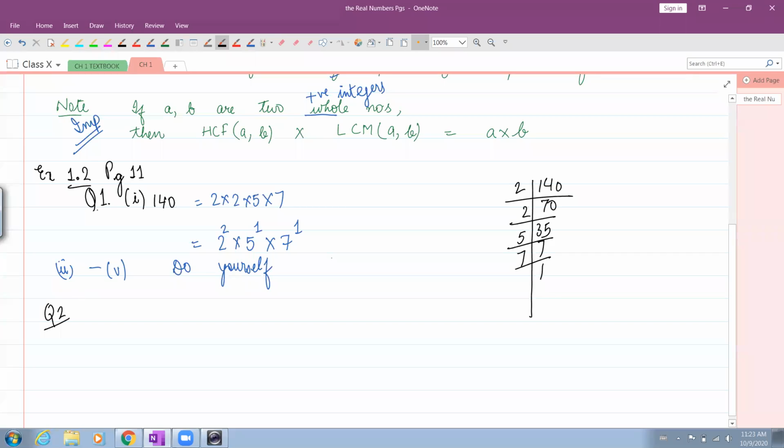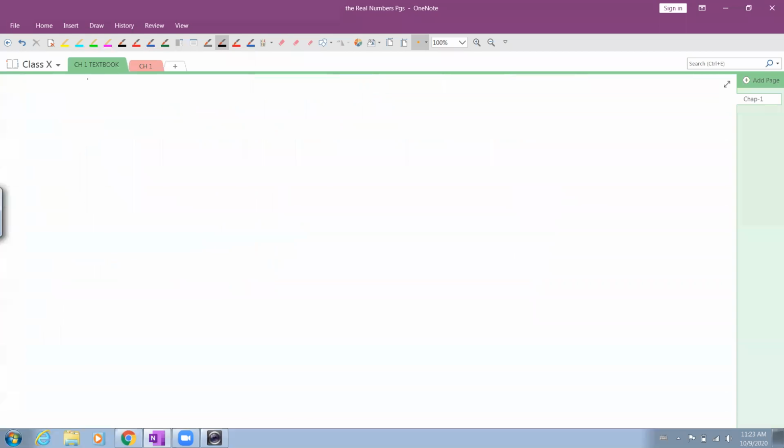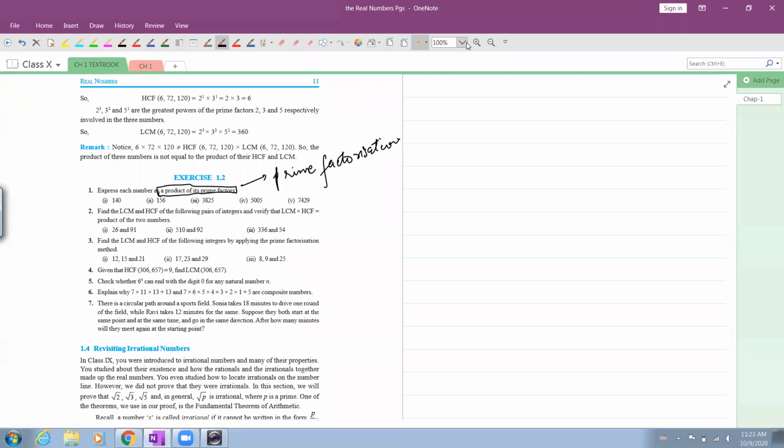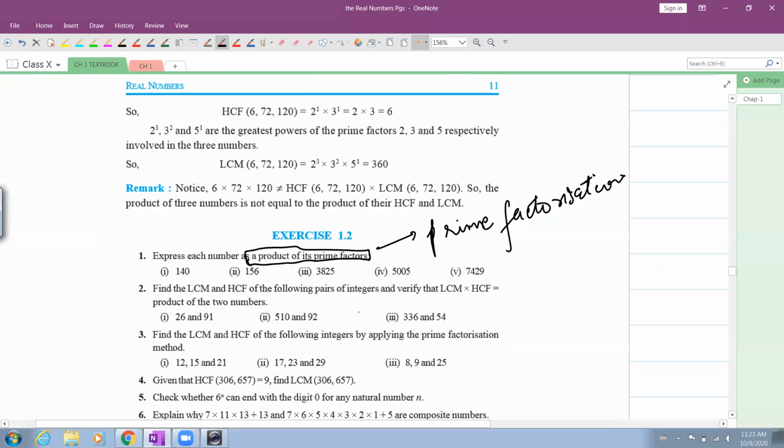Question number 2. Find the HCF and LCM of the numbers given. You have been given pairs of integers here. And then you need to verify this result that the LCM multiplied with the HCF is equal to the product of the numbers. So again, I'll be taking up one part and you'll be doing the other to yourself. And you can simply let me know which one should I do with you. Let's do second one.